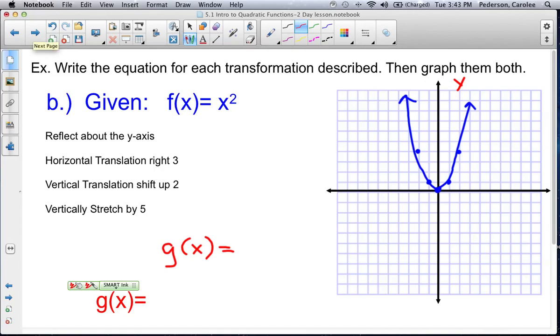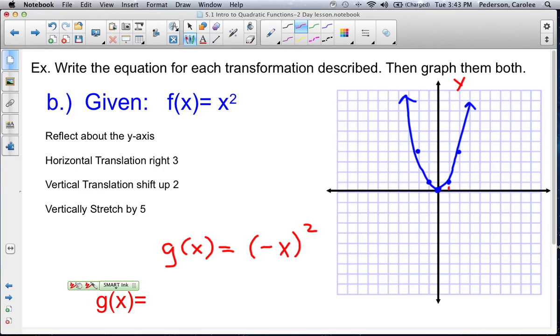So where a negative goes now is inside the function. So it's going to look like this. Negative x raised to the second power. Notice there's a parentheses there. So if I were to go and clean it up, I would multiply negative x times the negative x, which is positive x squared. The next translation is moving it to the right 3 units.